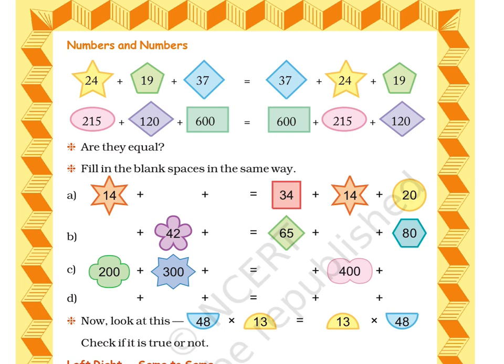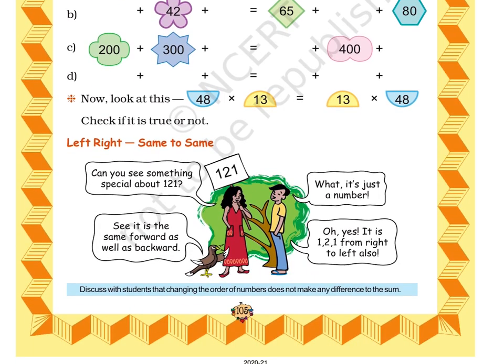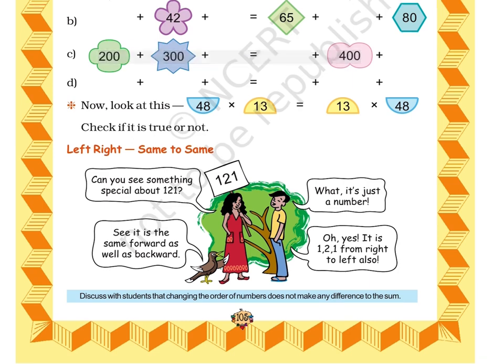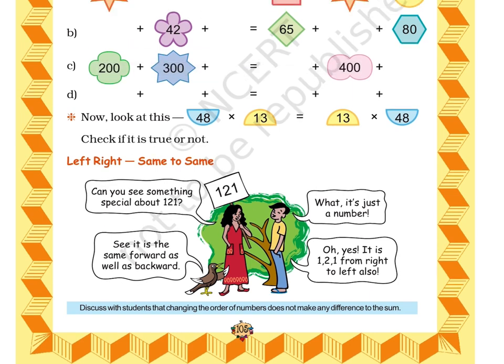Now look at this. 48 multiplied by 13 is equal to 13 multiplied by 48. Check if it is true or not. Left, right, same to same. Below this we have a number 121 written on a placard which a girl is holding in her hand.